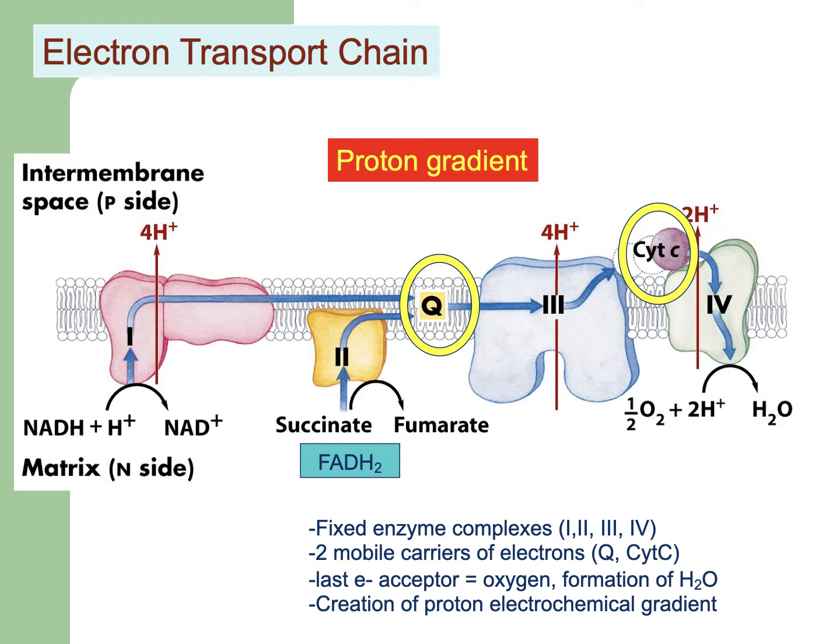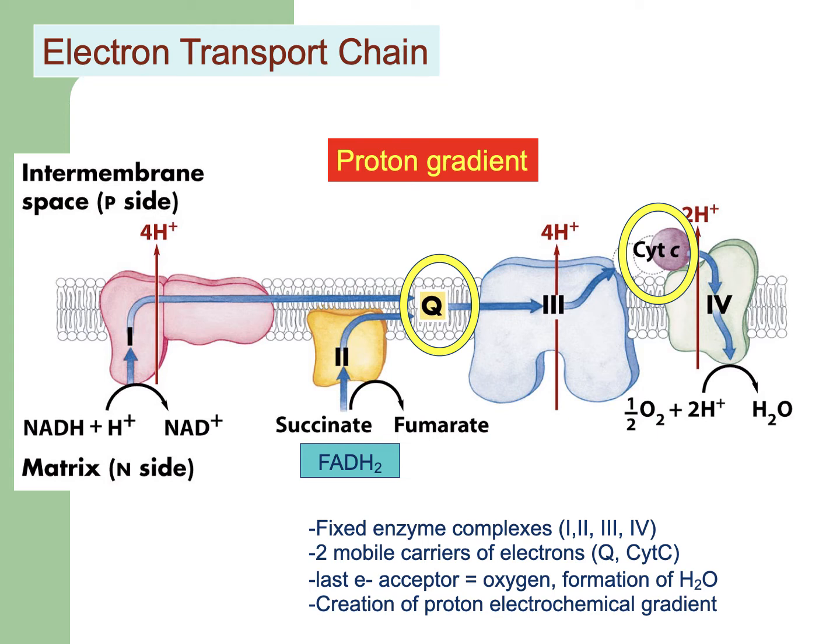That means they're static proteins. That means that they're not moving. They stay embedded in the membrane. Okay, so these 4 fixed enzyme complexes are number 1, number 2, number 3, and number 4, all depicted in Roman numerals. Then you should see 2 mobile carriers of electrons.